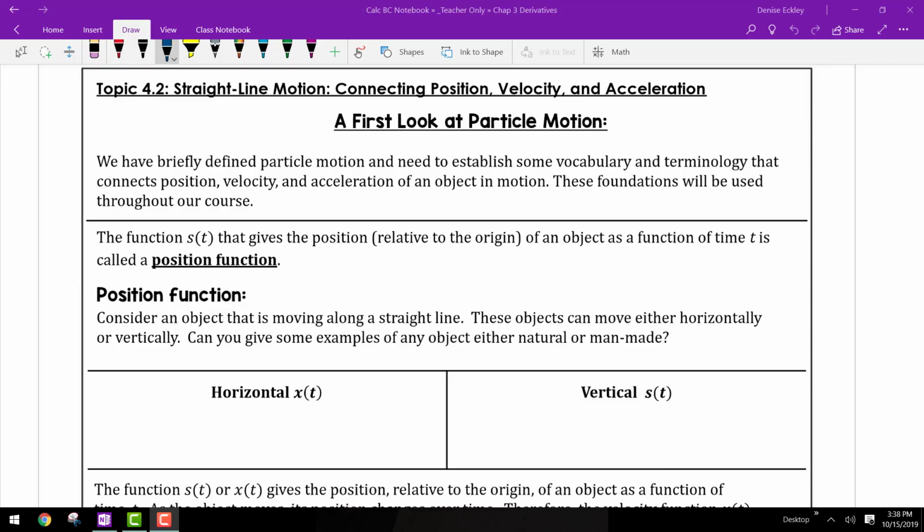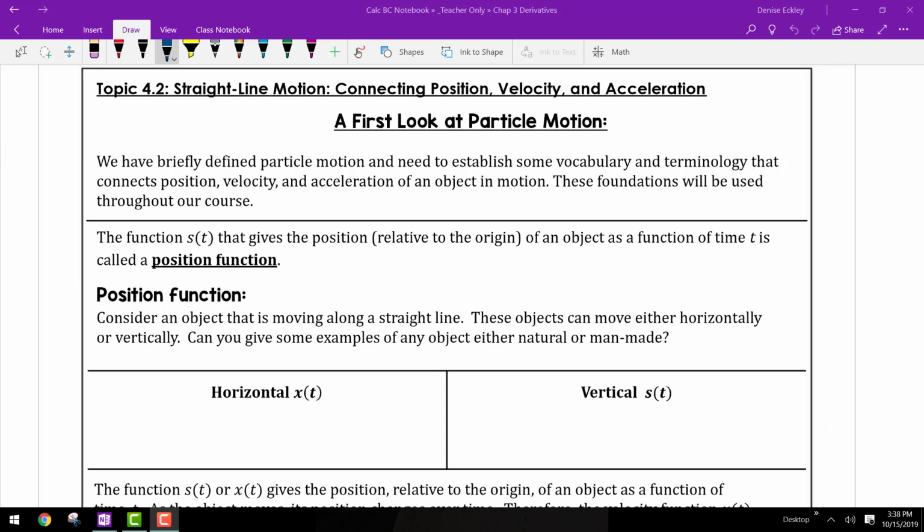This is Unit 2, Lesson 7, Part 2. This lesson is on rates of change, and this video will be on straight line motion connecting position, velocity, and acceleration. So we're starting out with a first look at particle motion.